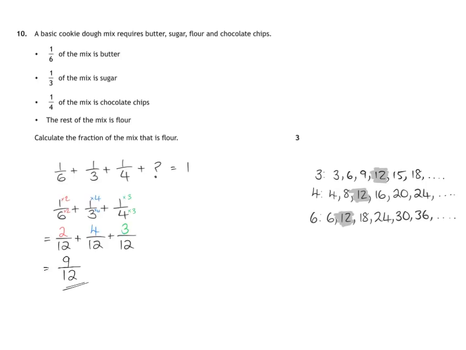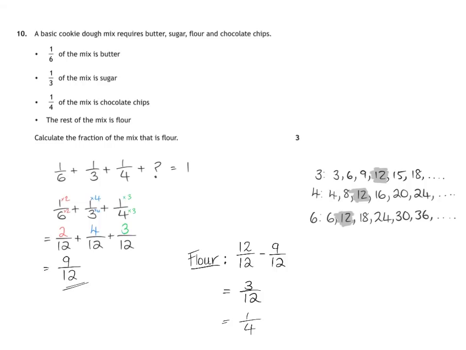So we now need to know what else, so the flour, or what is left, is what we need to add to our 9 twelfths to get up to 1. Other way of doing that is to do a subtraction. 1 is the same as 12 twelfths, and we're taking away our 9 twelfths, which gives me 3 twelfths. In this case, we could simplify, we don't need to in this one, but that gives us a quarter.